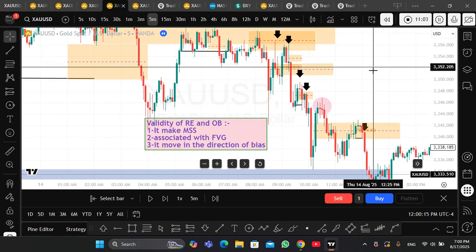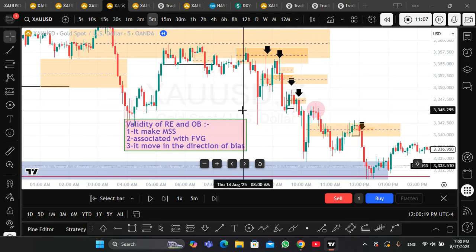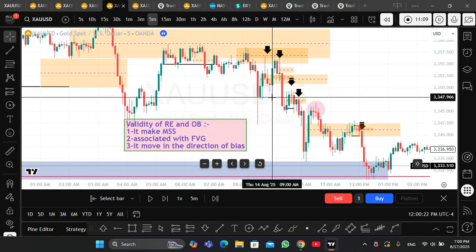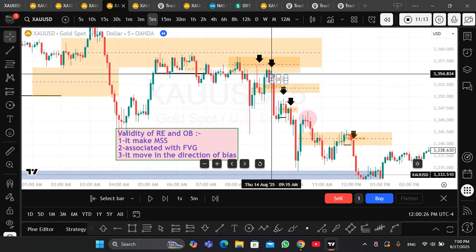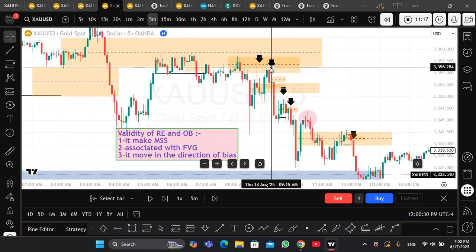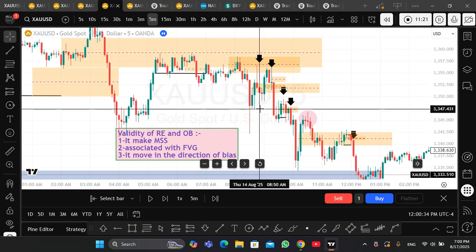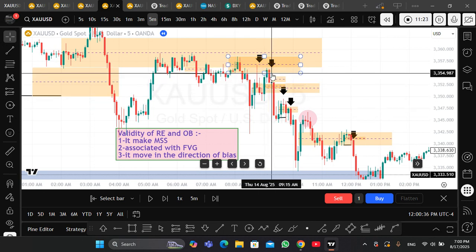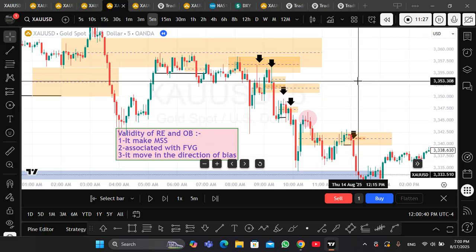Neglect the rejection against the trend, because a rejection against the trend doesn't make a market structure shift. It moves the price towards this area and is then neglected, and the market structure shift happens here and here, changing the state of delivery. So this rejection is valid, but this rejection is not valid.